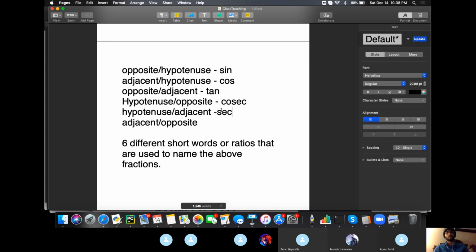Hypotenuse by adjacent is called secant, and the short form is sec. And adjacent by opposite is called cot. Okay, these are the names of the ratios.